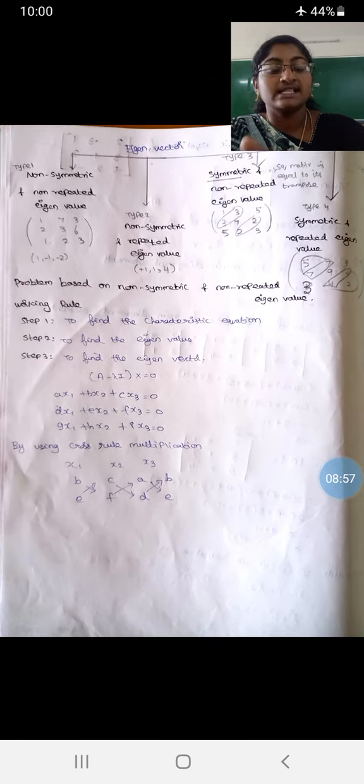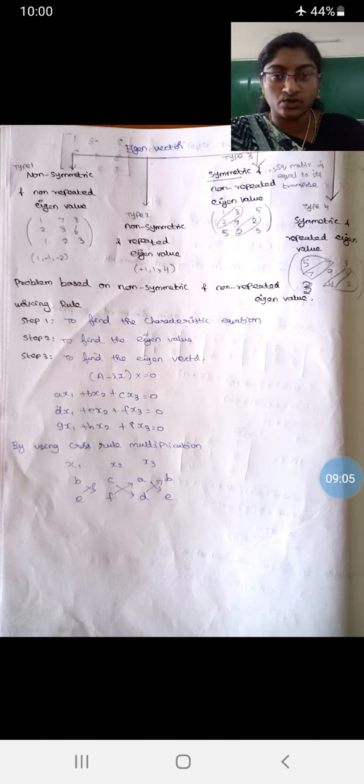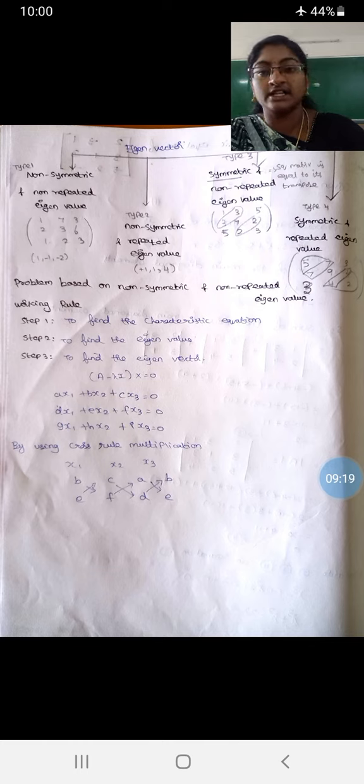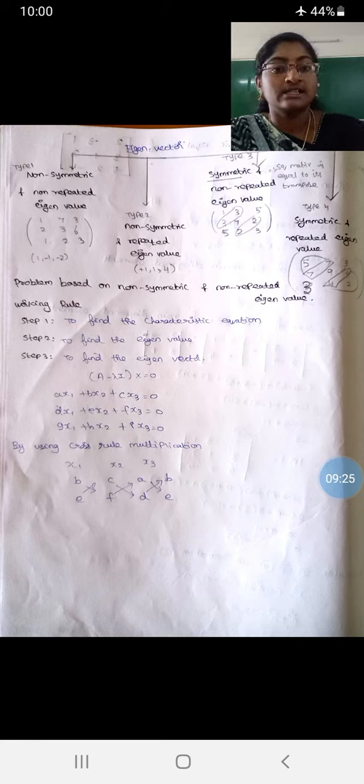Next, type 3, symmetric and non-repeated eigenvalue. Symmetric means a square matrix is equal to its transpose. See in our square matrix, our row is equal to its column. So that is transpose. See 1, 3, 5 in our row and also see the column 1, 3, 5. So this is symmetric and non-repeated eigenvalue. If we solve this, we get different eigenvalues. So this is our type 3. Then our type 4 is symmetric and repeated eigenvalue. Symmetric, row equal to its column, and also repeated eigenvalue. In our eigenvalues, 1 or 2 is repeated. So these are our 4 types.